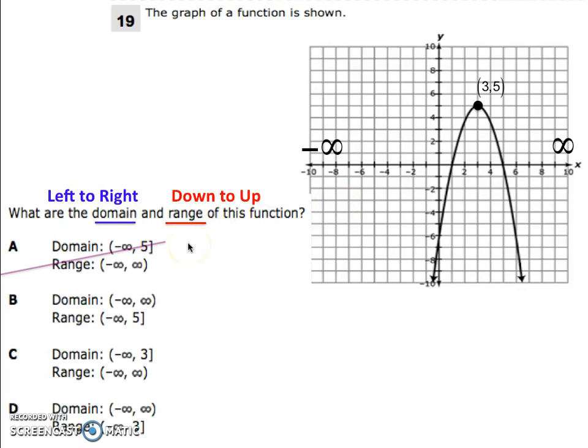So I can cross off A, I can cross off C. It's going to be B or D. Now for the range, you go from down to up, so low to high. So the lowest this graph goes is negative infinity. And for the height, you look at the y value. So the highest y value is 5. So my range is negative infinity to 5. And that's it.